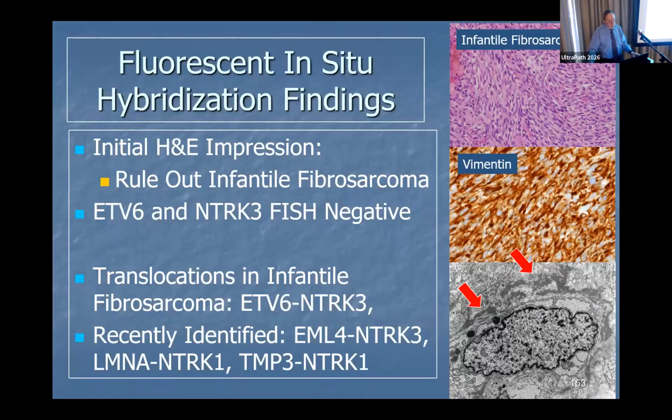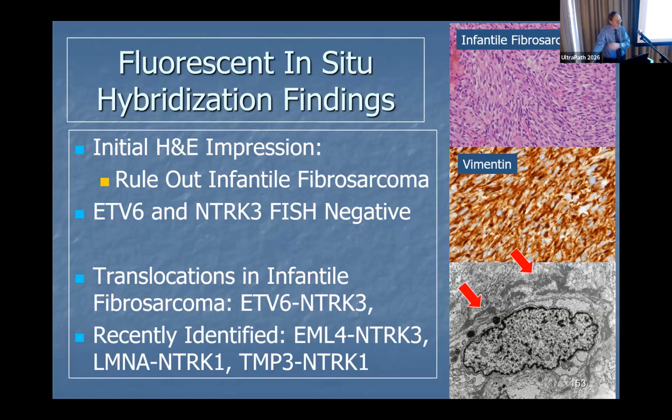So what you expect for an infantile fibrosarcoma is what you see on the right-hand side, a very cellular specimen. You'd see vimentin positivity with it. And oftentimes you're going to see a pan-trk type of staining with it that would look very much like what you see with vimentin.